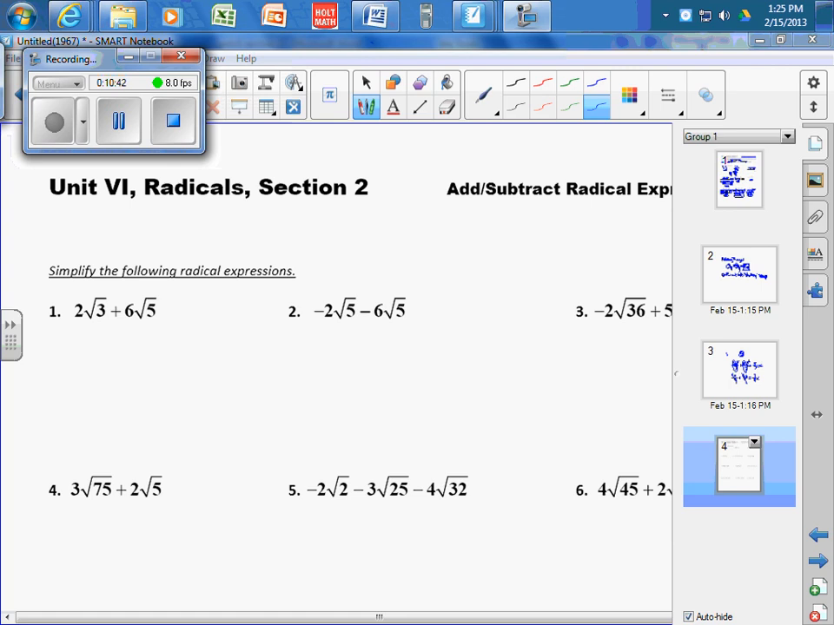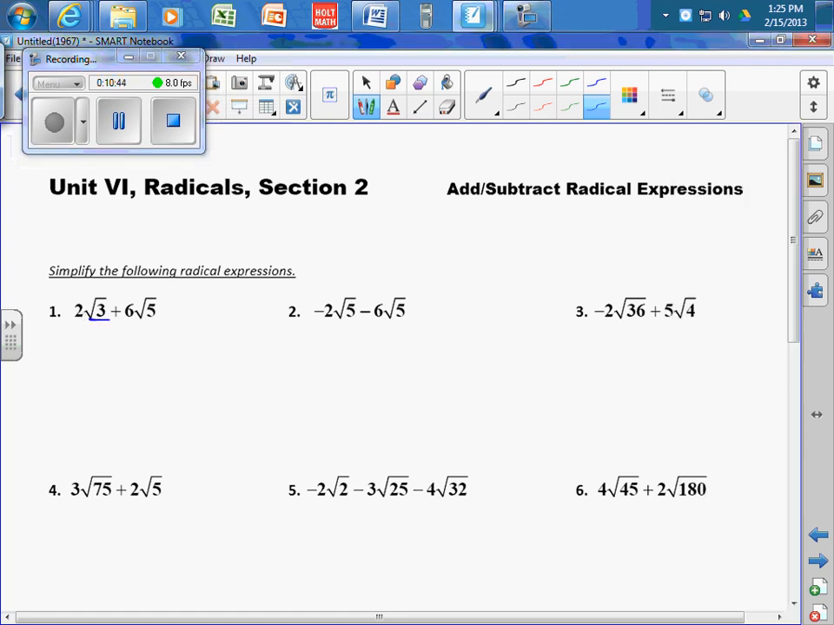2 radical 3 plus 6 radical 5. Radical 3, radical 5, not the same. This is simplified. Your final answer would be 2 radical 3 plus 6 radical 5. Nothing changes. Here we have negative 5s. Those are the like terms. You take negative 2 minus 6, you get negative 8 radical 5.